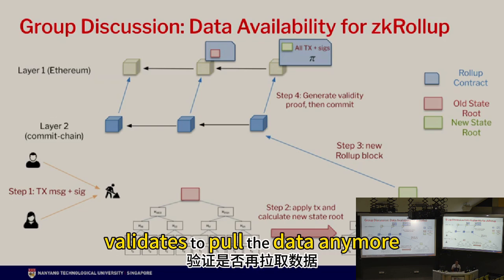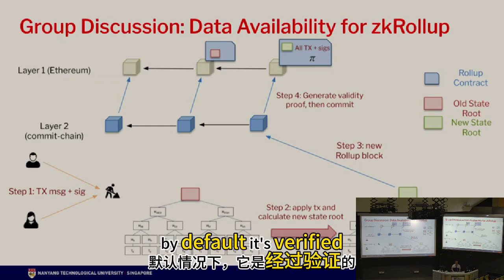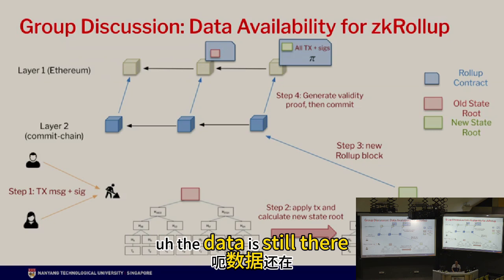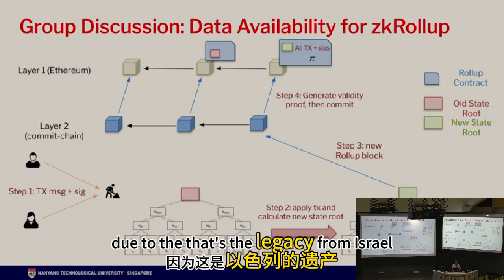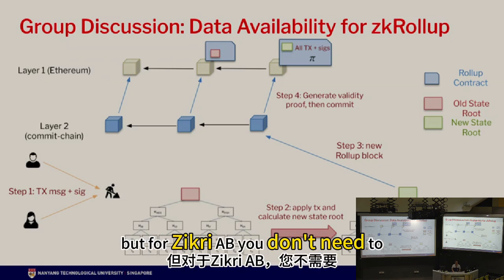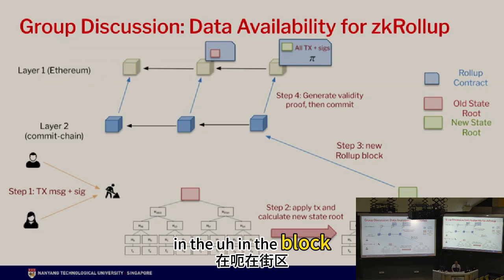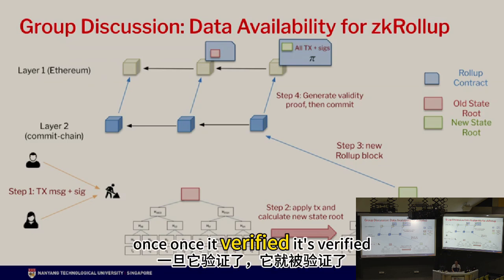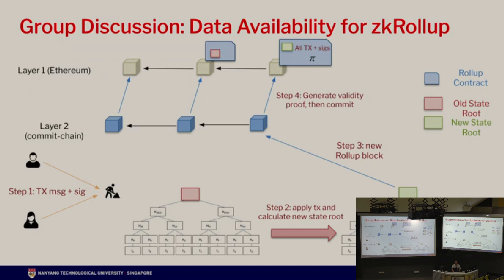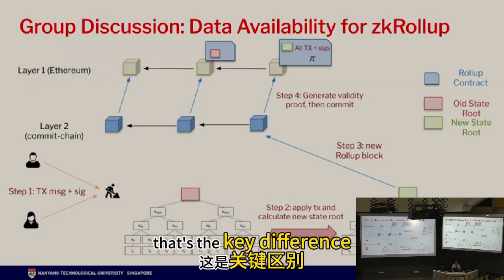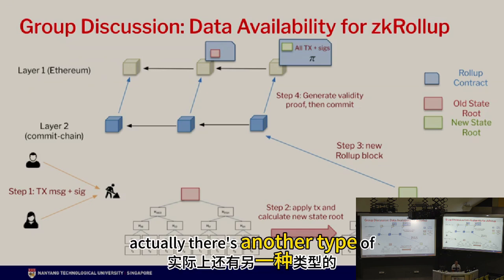But with the ZK rollup approach, you don't need to use the validators to pull the data anymore. By default, it's verified. The data is still there because that's the legacy from Ethereum, but for ZK rollup, you don't need to keep that data in the blob. Once you verify, it's verified. That's the key difference.